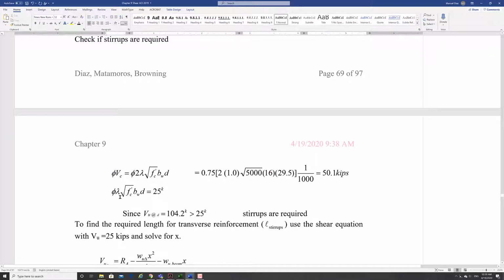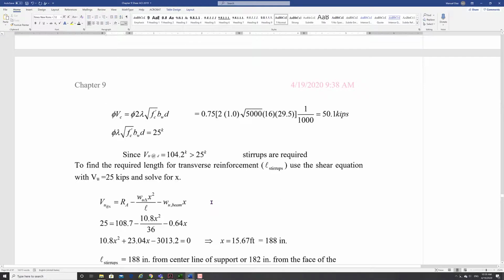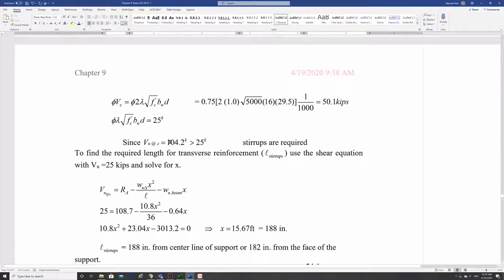Find Vc, find the limit. We got it bigger than that, so we need the stirrups. We need to find the length of stirrups. We cannot use proportions anymore. We have to use our formula for shear. And what we want is for the shear to be 25, and we want to know where that happens. And so we solve for x. Now it's a quadratic equation. See, that's the complication. So we got a value of 188 inches.